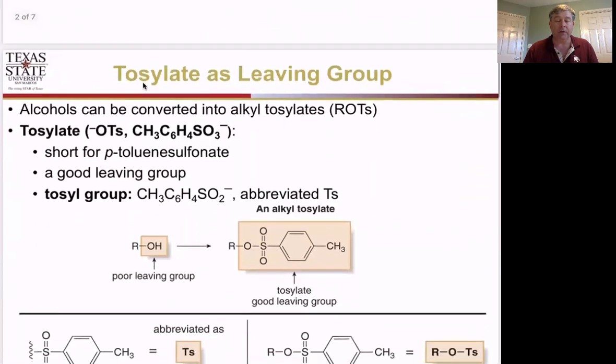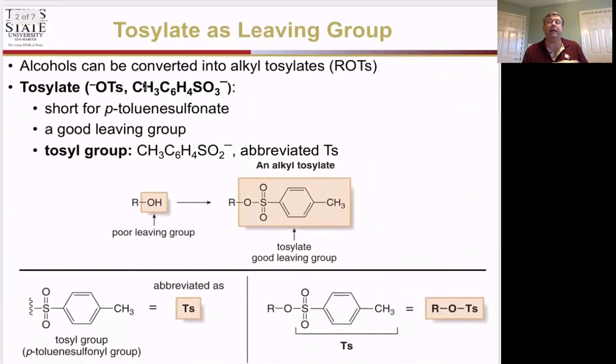So the first thing I want to do is let's go ahead and make an alcohol a better leaving group. Remember, hydroxide is a poor leaving group, and by using something to make it a better leaving group, we can then react it with a wider number of nucleophiles. So the one I want to talk about today is called an alkyl tosylate. Tosic acid is a toluene sulfonic acid. It's also called the tosyl group.